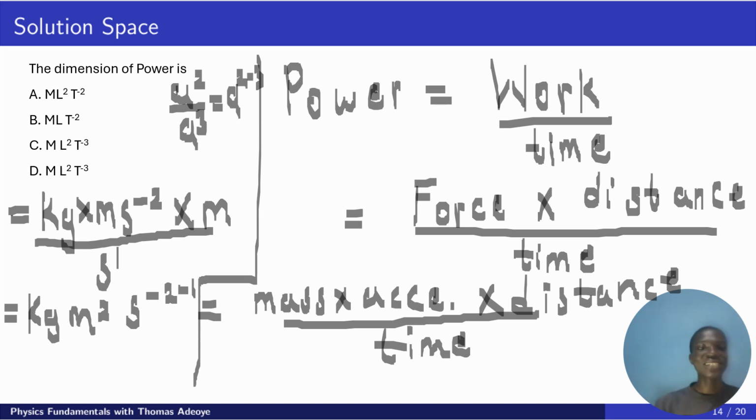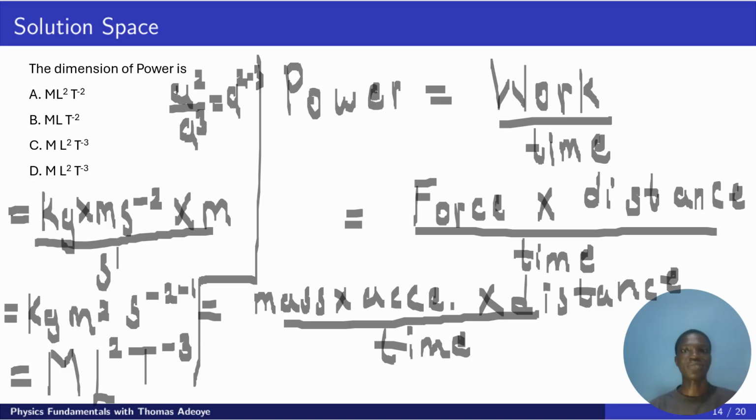Now the next thing is the dimension. Kilogram is the unit of mass. The dimension of mass is capital M. The dimension of meter is capital L. The dimension of time is capital T raised to power minus 3, and the answer should be D. Yes. Now let's move on to the next.